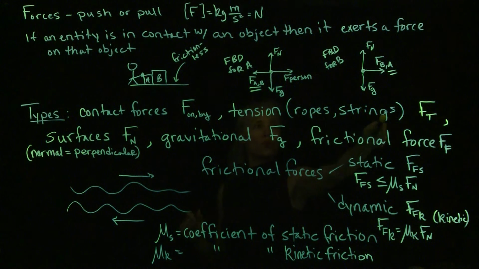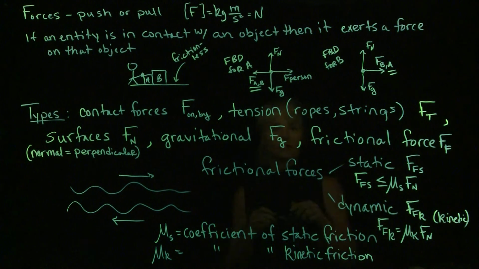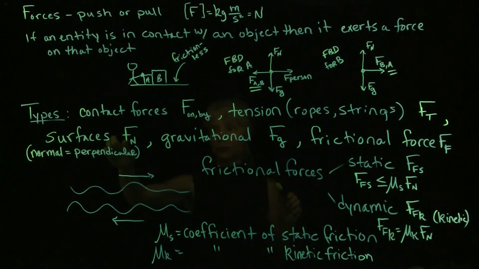So anytime ropes or strings are exerting forces, they're known as tension forces. They get the symbol F sub T, force of tension. Surfaces exert forces.